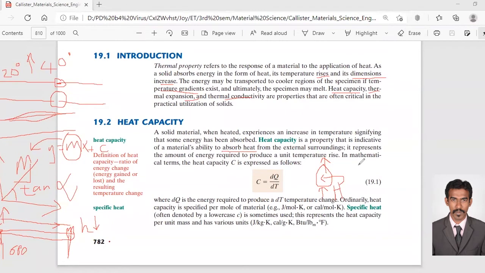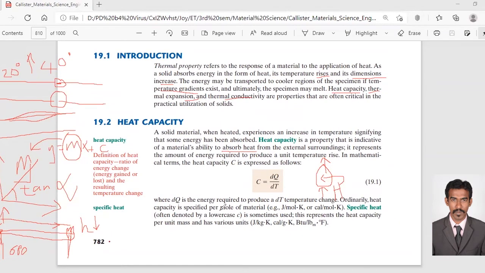In calculations, we will say for unit mass, unit temperature rise, the energy needed is the heat capacity. In mathematical terms, the heat capacity C is expressed as C = dq/dt. The change in the provided energy dq divided by the change in temperature dt is known as the heat capacity C, where dq is the heat energy required to produce a temperature change dt.